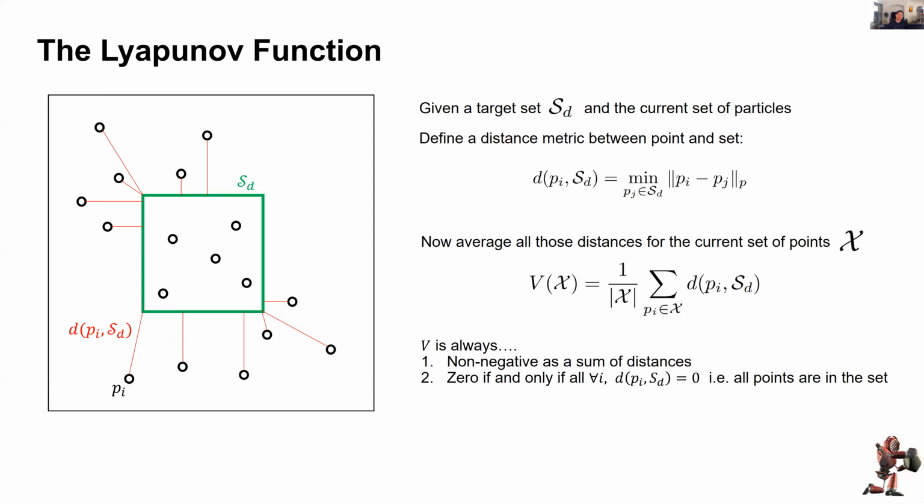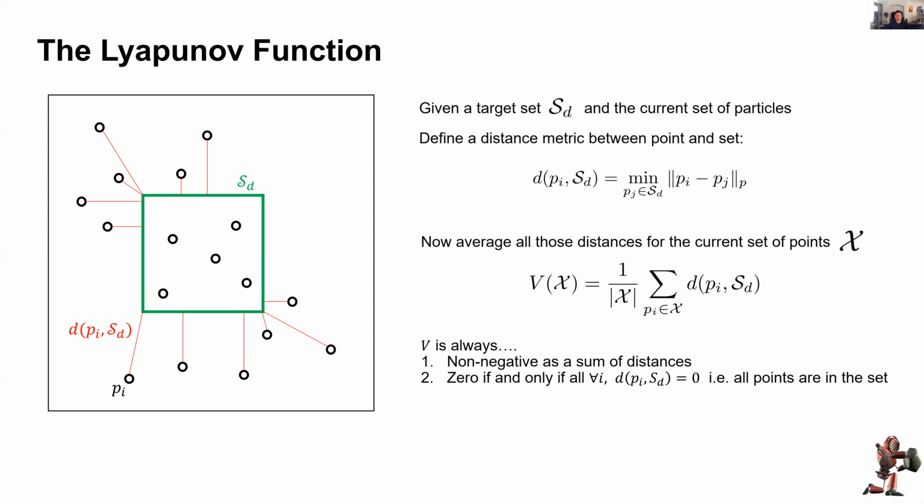If I have a target set given to me, I can define a distance metric between a point and a set: the smallest distance I can define between my point and my set. And if I average all those distances for my current set of points, that's going to be my Lyapunov function for this task, at least in the particle representation.